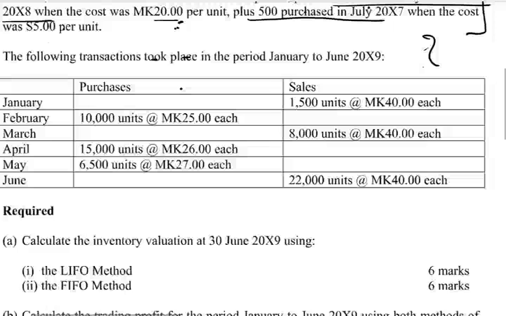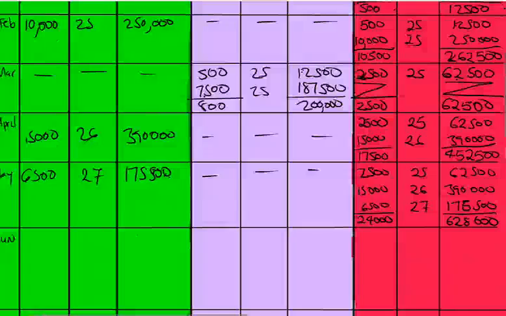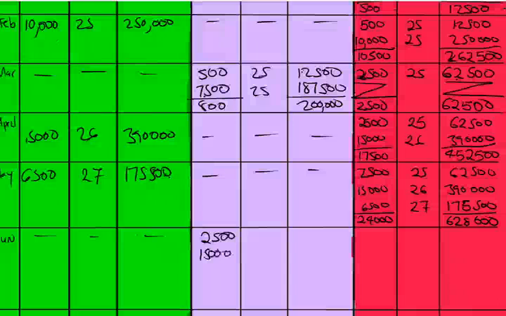In June now, let us look at the values in June. In June, they actually sold 22,000 units. Because this one is first up, we're going to start with the 2,500. Now go to the 15, but the 22 is not over. Now, the remaining 4,500 will come from what? The 6,500.